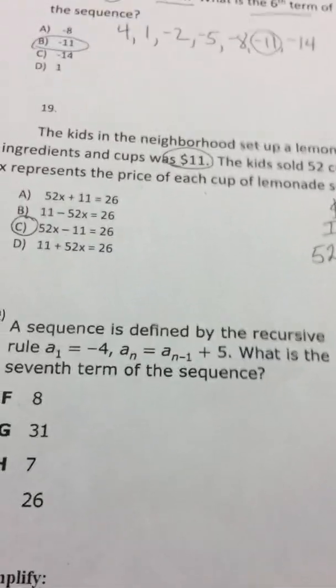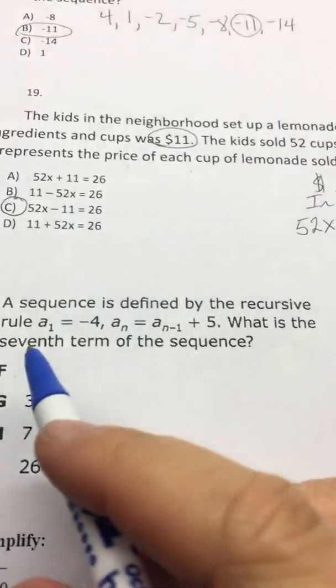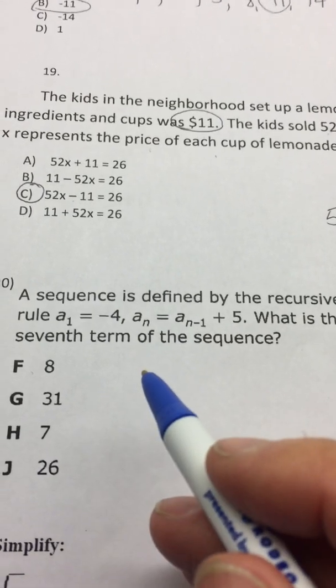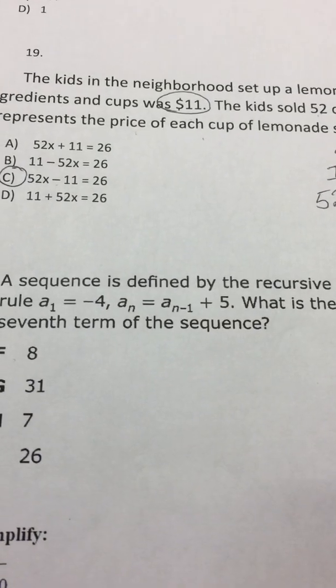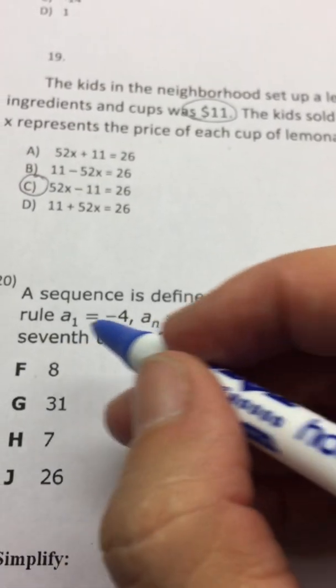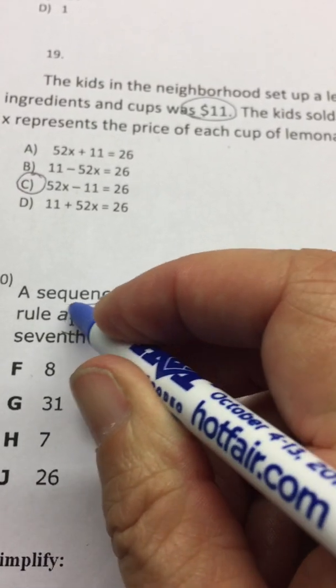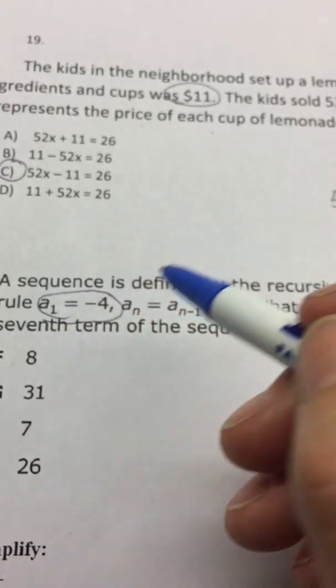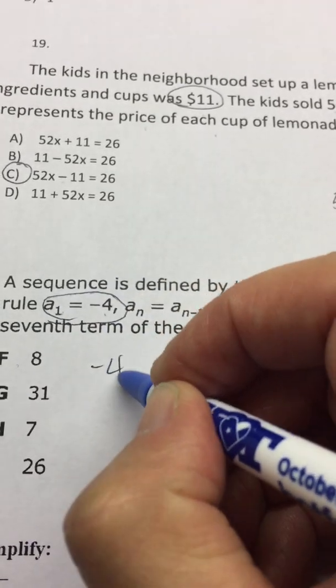Another sequence one. Okay, let's see what they're asking for in this one. What is the 7th term? If I'm just looking for the 5th or 6th or 7th term, should I just make a list? Yeah, go old school on these. You don't have to get all fancy with this stuff. Did they happen to tell me what the first term is? Yes, right there. A sub 1 is my first term, and it is -4, so -4 comma.